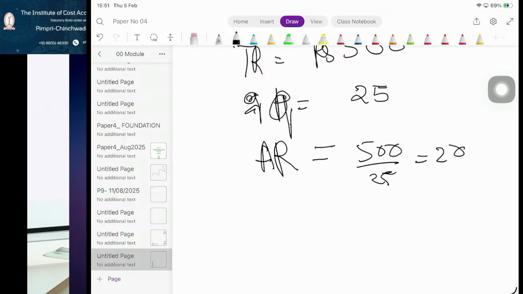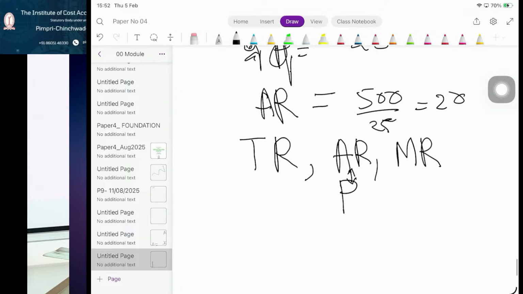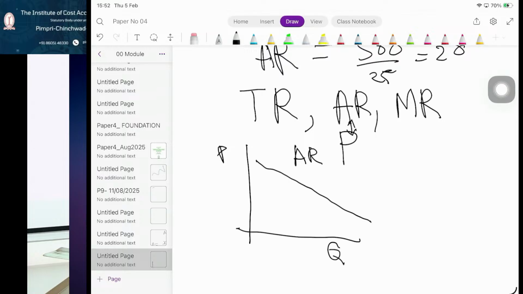Okay. So we have defined three concepts now: total revenue, average revenue, and marginal revenue. In the normal demand curves that we see, the AR curve is very similar to the demand curve, that is the price curve that we know of. So this normal curve of P and Q, in a market structure, will be called the average revenue curve.